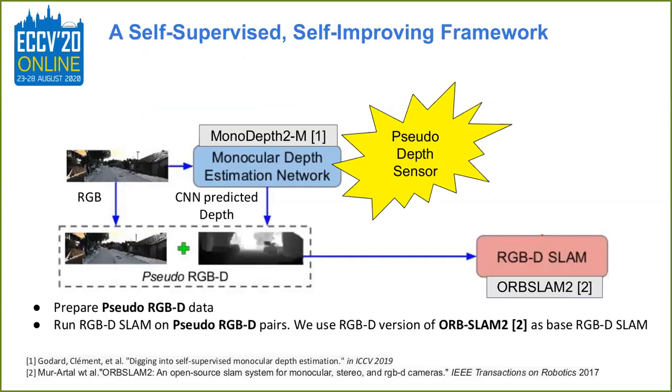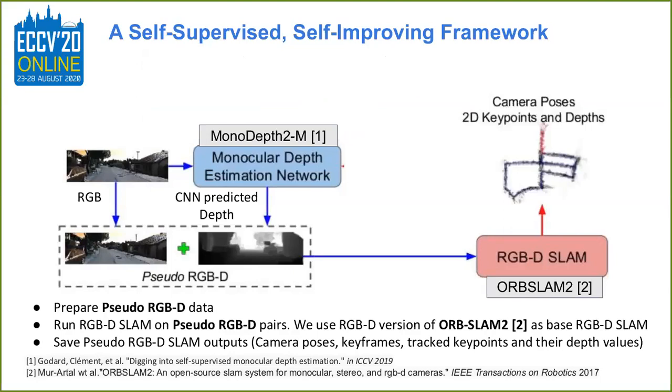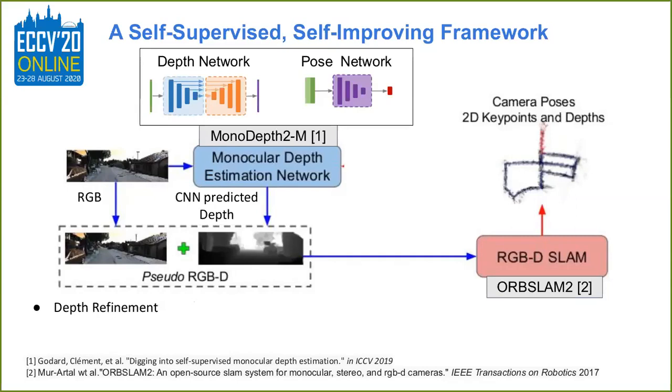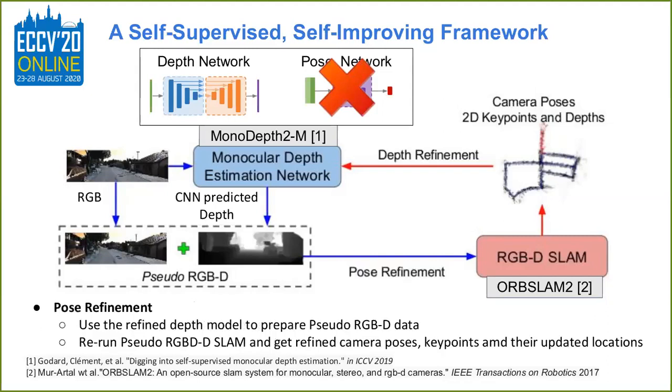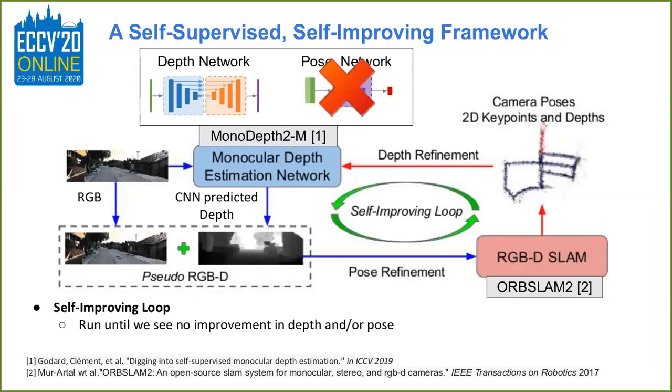We use RGB-D version of ORB-SLAM 2 as our base RGB-D SLAM system. We save the SLAM outputs like camera poses, keyframes, 2D key points, and their depth values. We inject these outputs into the depth network to refine the depth predictions. Recall that MonoDepth2 has two subnetworks, depth and pose network. For refinement purposes, we discard the pose network and use the SLAM output camera poses. We refine the depth network for one epoch. After the depth refinement, we regenerate pseudo RGB-D data and rerun the pseudo RGB-D SLAM for pose refinement. We iterate between improving poses and improving depths until we see no improvement in depth or poses. Next, I discuss the pose and depth refinement steps.